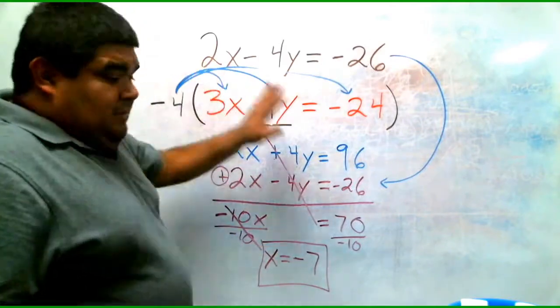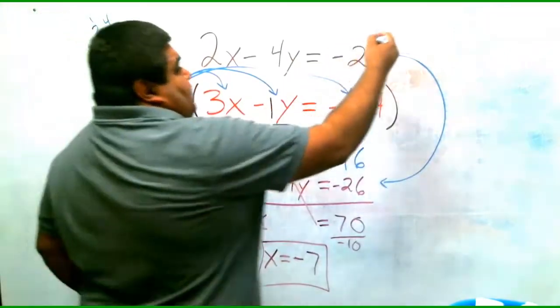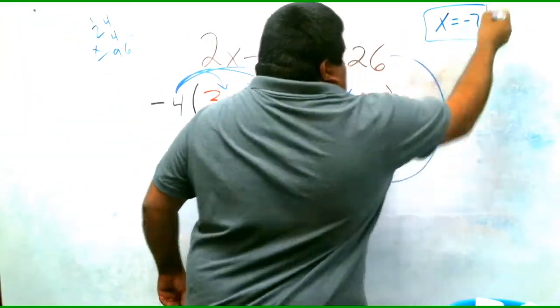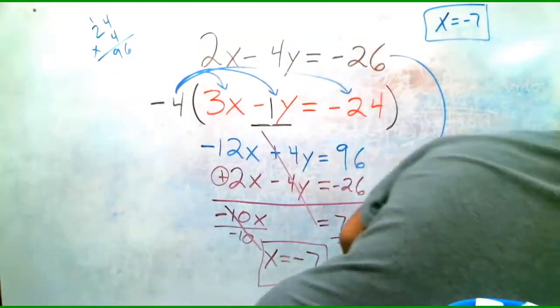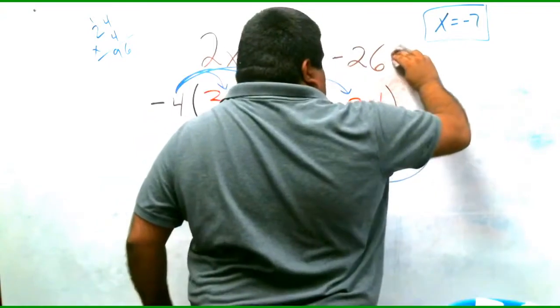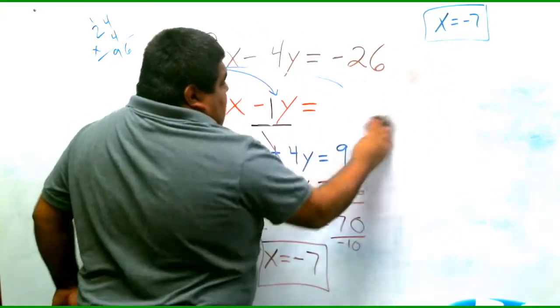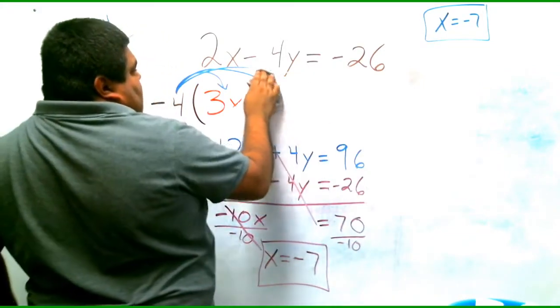But I'm going to use the top one, just so I won't confuse anybody. So let me erase this other stuff. Let me write on the side that x equals negative 7, because that was our answer for x. Remember, now I'm only going to keep the problem we're going to use. I don't really need the other problem right now, so I'm going to erase it.